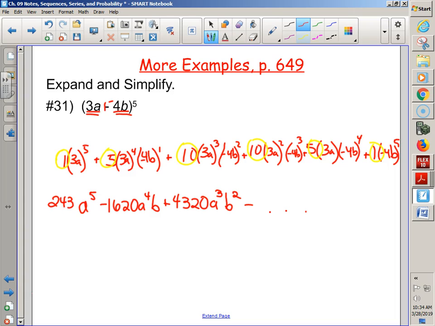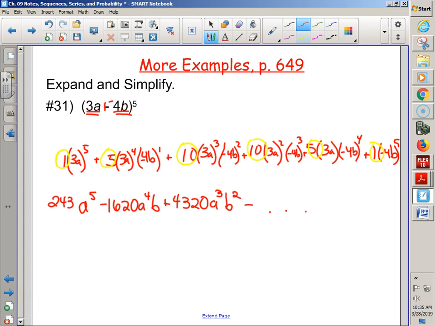It is a to the 5th, a to the 4th, a cubed, a squared. It is b to the 0, b to the 1, b to the 2. But with these numbers come bigger coefficients, because they get raised to the powers also. And so they have to be accounted for when you solve. Do you see how, though, I'm still doing binomial theorem?